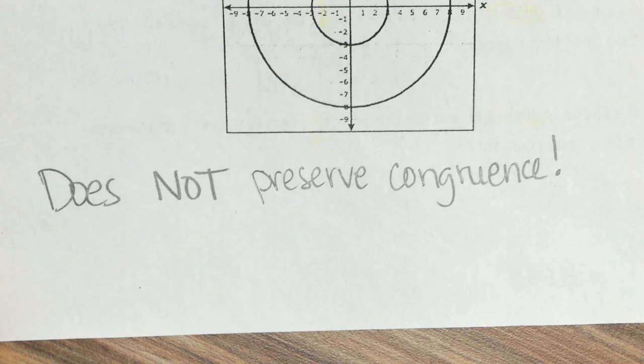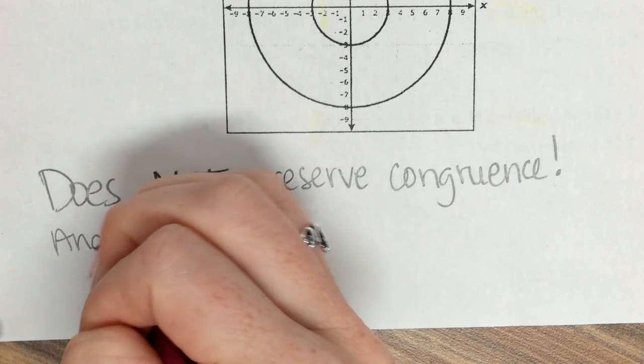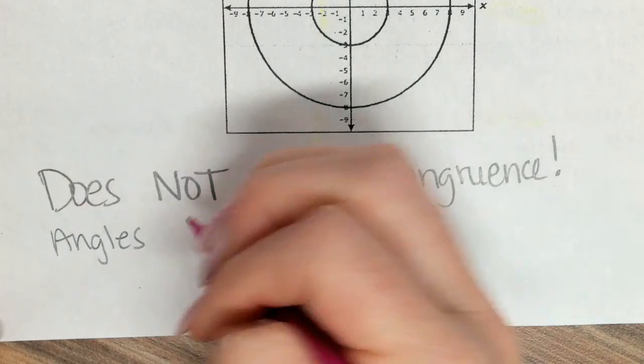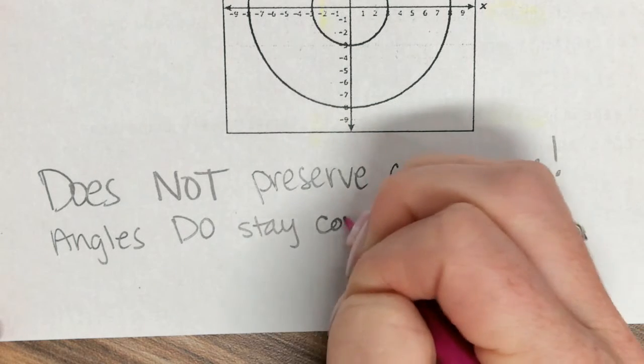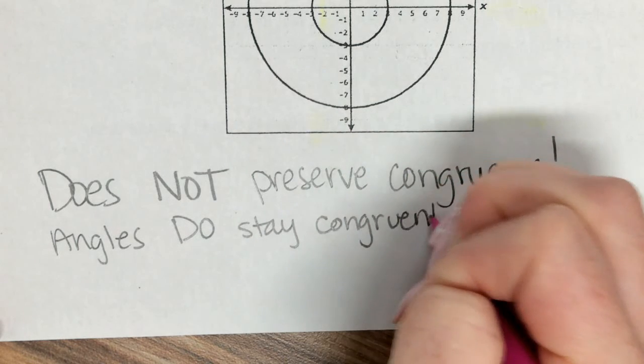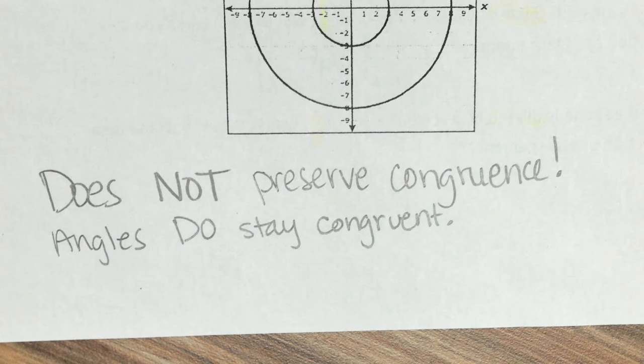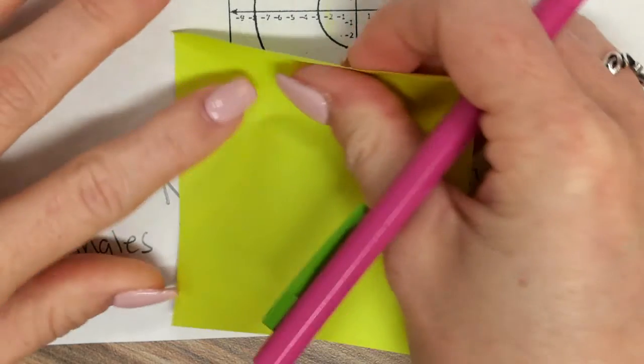Now, there is one thing that stays the same. The angles. The angles do stay congruent, and I'm going to explain that to you guys. Write that down because that's a question on your paper today. The angles do stay congruent. Okay, and I'm going to show y'all real quick. Y'all don't have to draw this.